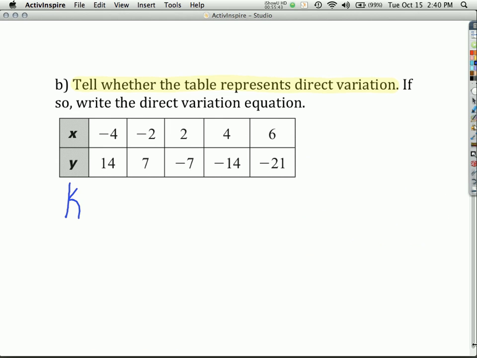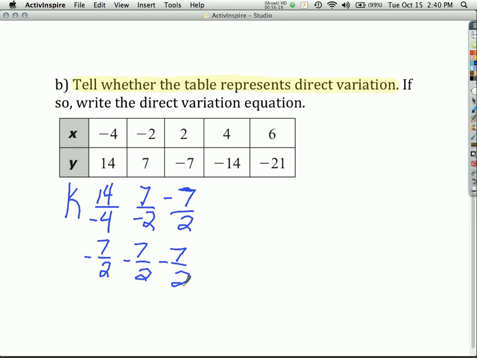So we're going to put y over x, 14 over -4, and then put it in simplest form. What will that be in simplest form? Alexandra? 7 over -2. Yeah, -7 halves. Very good. Now let's do the next one. 7 over negative 2. Well, that's already in simplest form. It's negative 7 halves. Let's do the next one. Negative 7 over 2. It's already in simplest form.